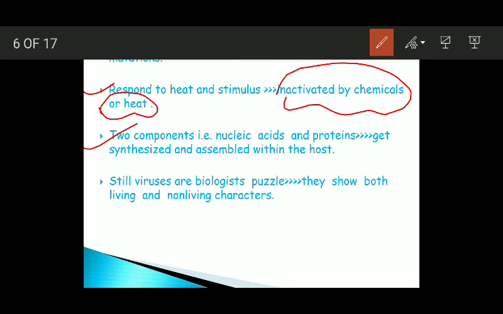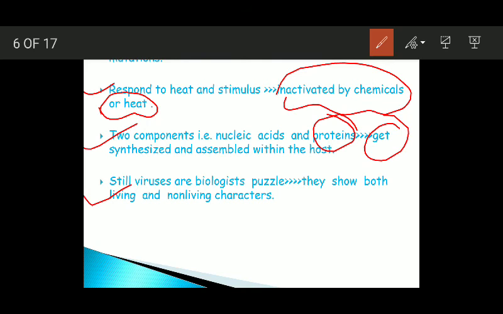They possess two components. The first one is nucleic acid, and the second one is protein. These components get synthesized and assembled within the host. Both nucleic acids and proteins get manufactured, and then later assembled into a viral particle inside the host cell.